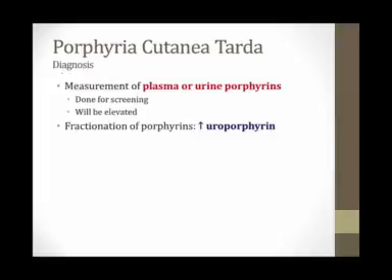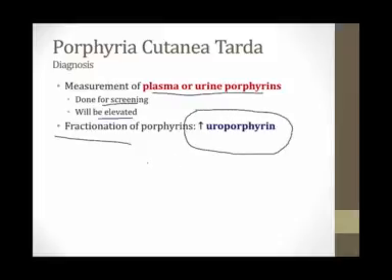The diagnosis of this disorder is complex. It's often done at specialized centers, but some of the principles are easy to understand if you know the biochemistry we talked about. You can first of all measure the plasma or urine porphyrin levels for screening. They will be elevated in this disorder as well as many other porphyrias. Once you determine that the porphyrin levels are high, you can then fractionate them, and you will find that the uroporphyrin level is increased because of the deficiency of URAD.